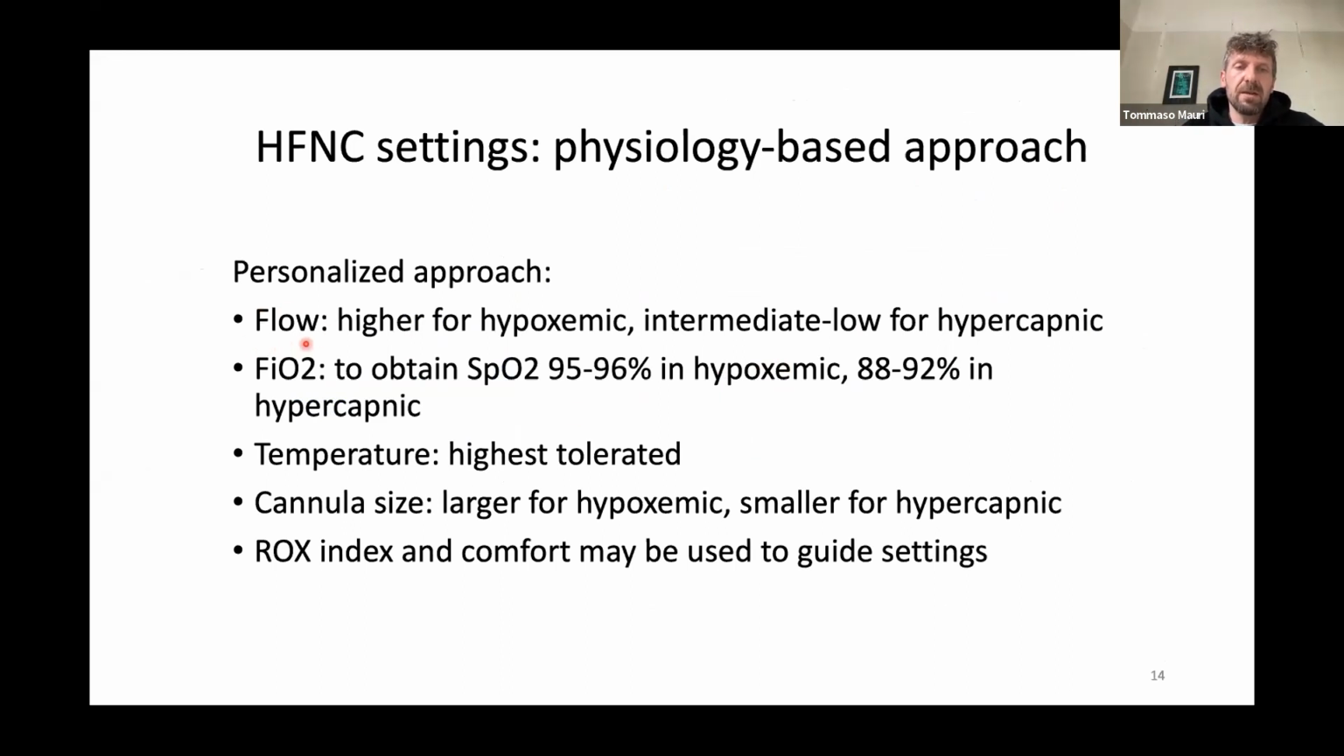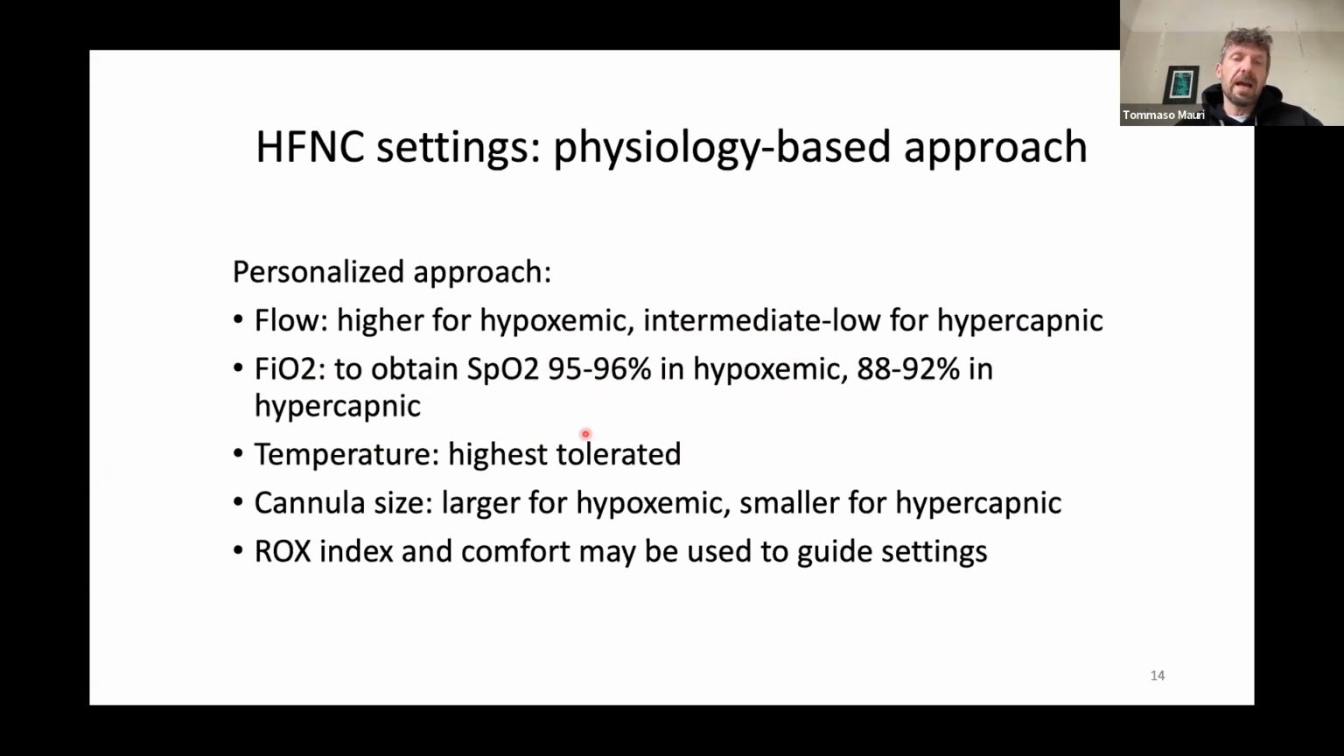You can select the flow, maybe higher flow for hypoxemic, intermediate flow for hypercapnic. This is very schematic and you need a goal at the bedside, but just to make some key points. FiO2, you set it based on saturation, and the range may differ between hypoxemic and hypercapnic. After you select the flow, first you set the flow, then you select the FiO2 for a certain range of SpO2.